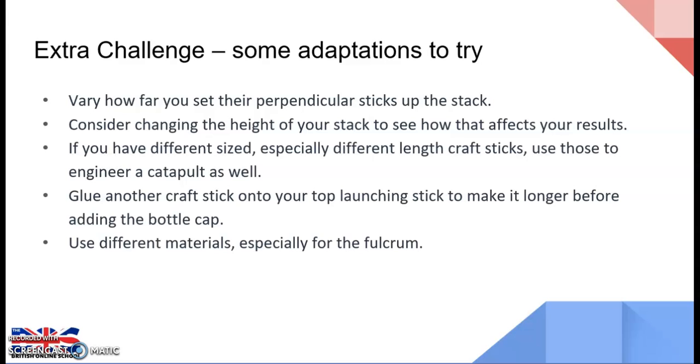If you've got different sized craft sticks or different sized lolly sticks, or even if you're able to cut them, you could try making the length of the catapult of the perpendicular stick varied in order to see how that affects how far the objects travel. You could also try gluing an extra craft stick on top to make it even longer. That's an extension of the middle point before you add the bottle cap to make it even longer. That would have to be very well fixed because otherwise it might break when you apply pressure to it. And the other thing you could try is using different materials, like we said, using a cork, or maybe try some alternative materials for the fulcrum.